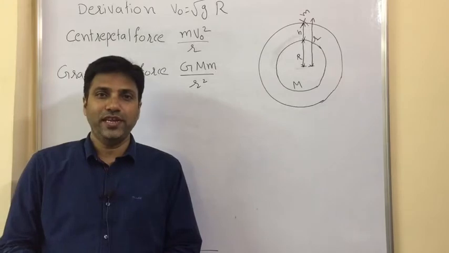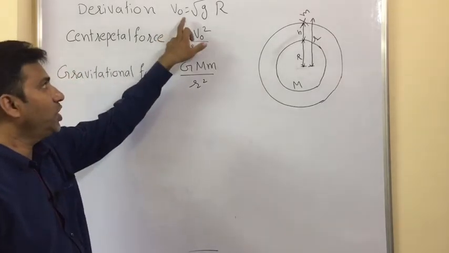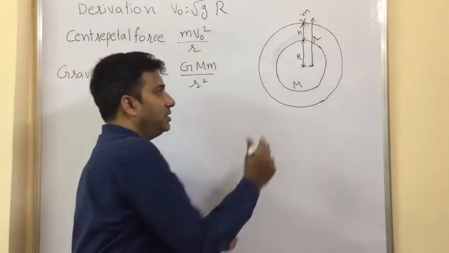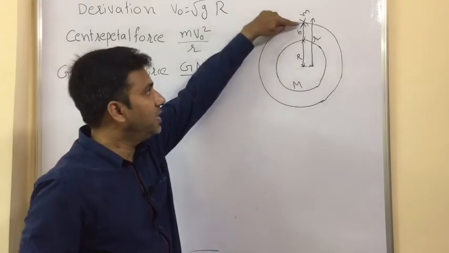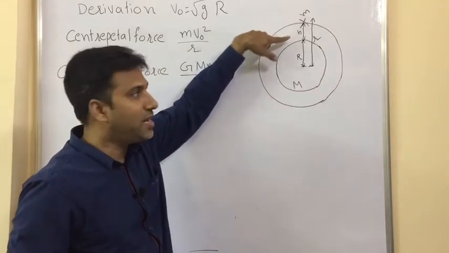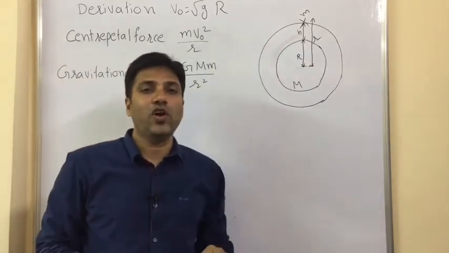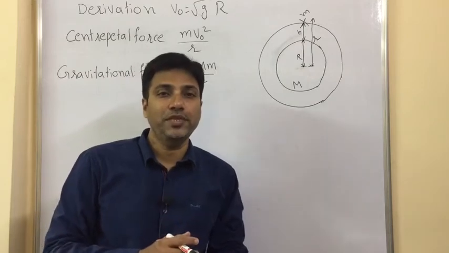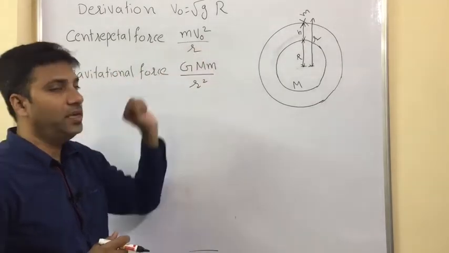Let us do the derivation for orbital velocity. We have to prove v equal to under root g into r. Consider planet Earth of mass capital M, radius capital R. Consider a satellite of mass small m, which is at a height of h from the surface of Earth. This satellite is revolving around the Earth. Since it is in circular motion, it possesses centripetal force. That centripetal force is given by m v square by r.